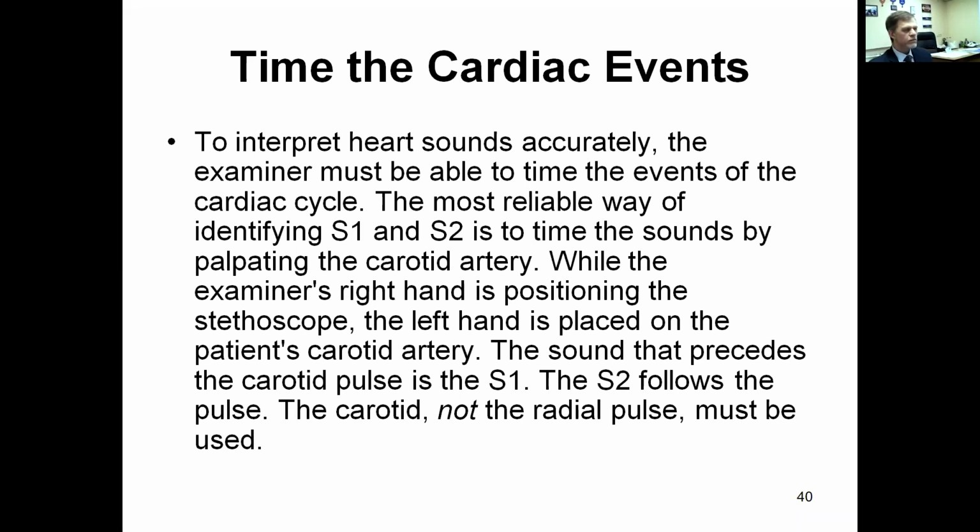Next. Okay, you can hear two sounds. First question you should answer: where is the first sound, where is the second sound? Because later we'll talk about increased intensity of the first sound, decreased intensity of the second sound. But to understand where is first and where is second sound, how to differentiate, there are a few approaches.